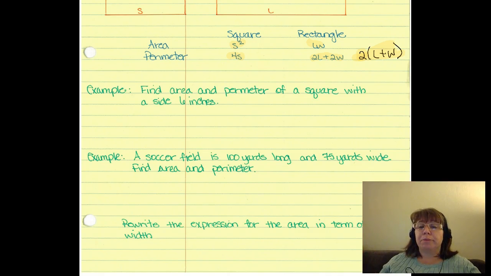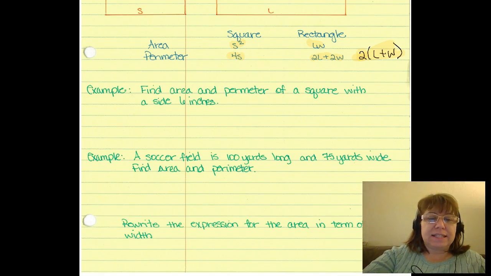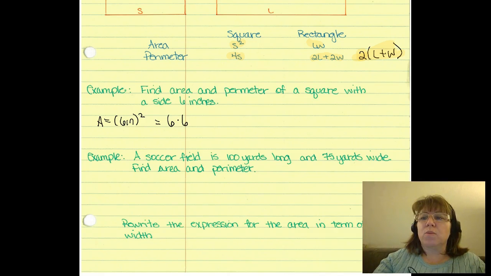Let's find the area and a perimeter of a square with a side of 6 inches. Now, the good part about this is square, the area is just the side times the side. And we know what our side is, 6 inches. So it's going to be area equals 6 inches squared. Well, 6 inches squared is going to be 6 times 6. Let me rewrite that. It's going to be 6 inches times 6 inches.